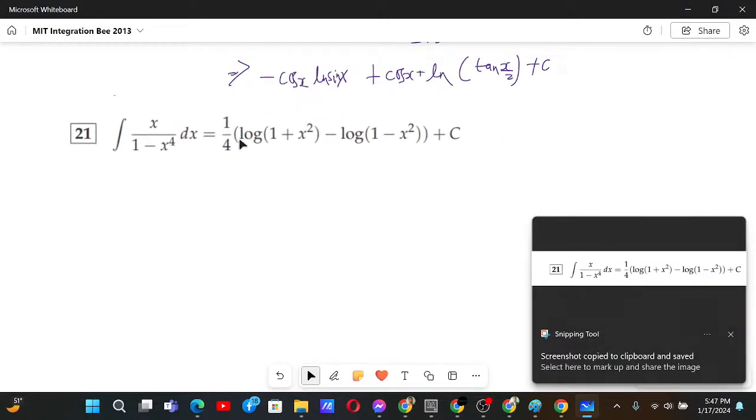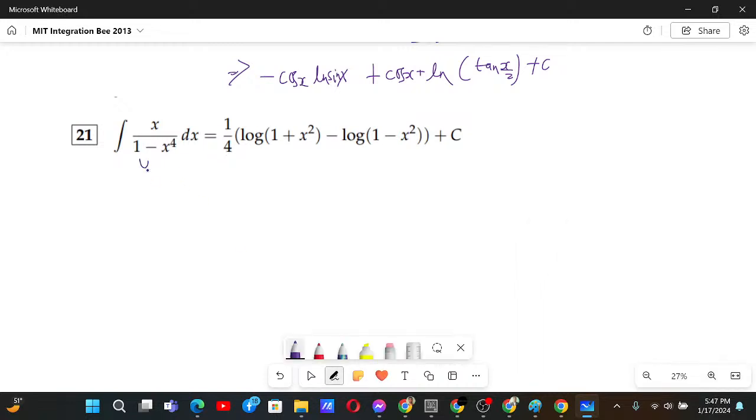This problem. For this, you can let y as x square. That gives us dy equals 2x dx, and that gives us dy by 2 equals x dx. Now we will have x dx as dy by 2.